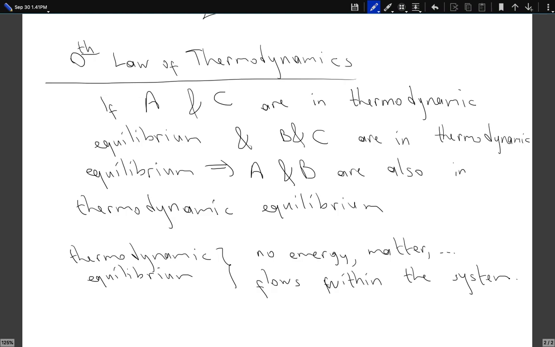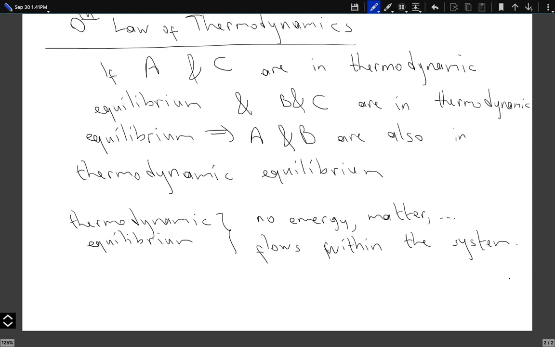If you have two objects at two different temperatures, if you bring them in contact, there will be a flow of energy. It's not in thermodynamic equilibrium. Eventually, all systems, if you wait long enough, will reach thermodynamic equilibrium. Now we will be discussing what we actually mean by equilibrium in more detail, because equilibrium also depends on the relevant time scales.